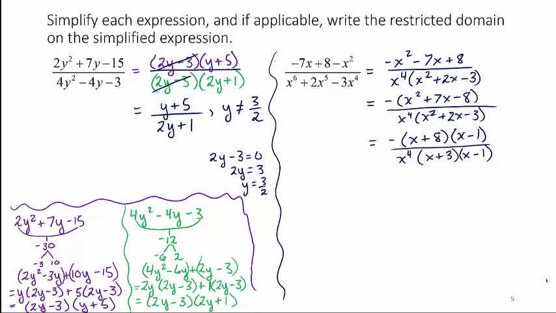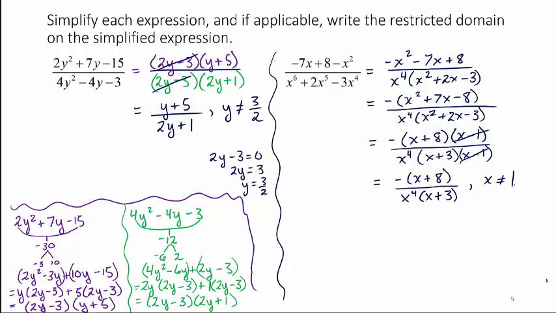We do have a common factor that we can cancel, right? So we'll have negative times the quantity x plus 8 all over x to the 4th times x plus 3. And we would also say that x can't be 1, right? Because that's what makes the factor of x minus 1 zero, right?